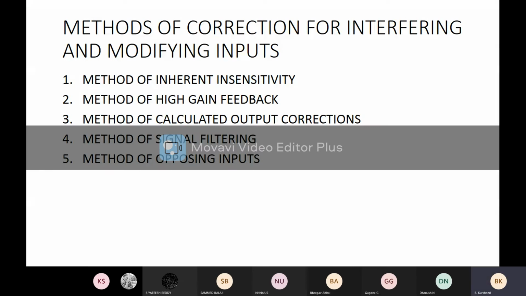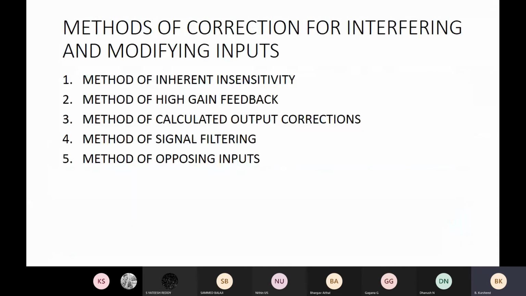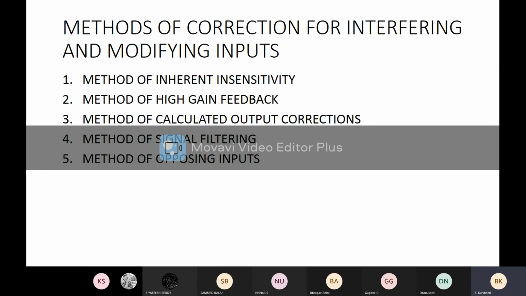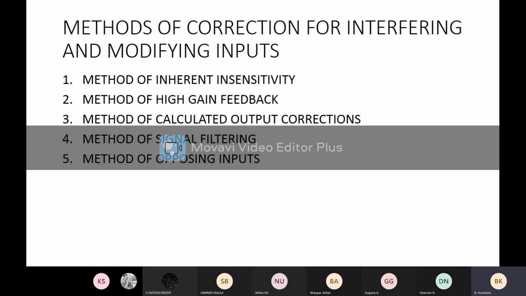Come to the method of inherent insensitivity. In this method, the device is designed such that it is more sensitive to the desired inputs and insensitive to both interfering and modifying inputs. The circuits are designed such that they are very sensitive to the desired input and insensitive to what?